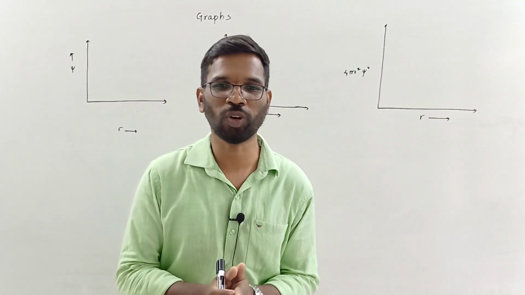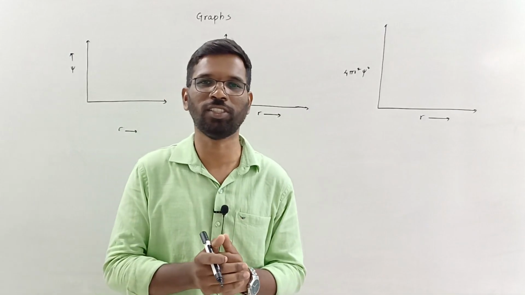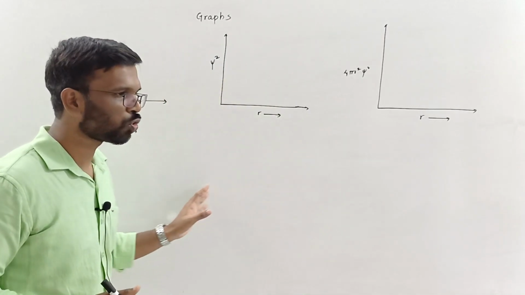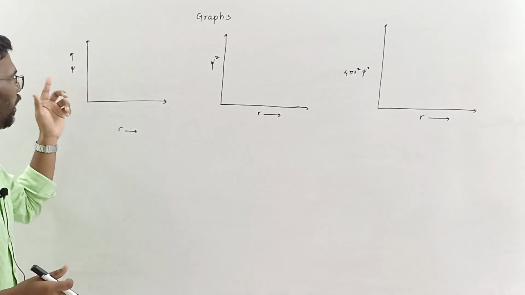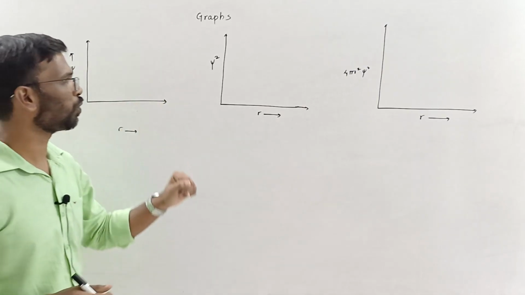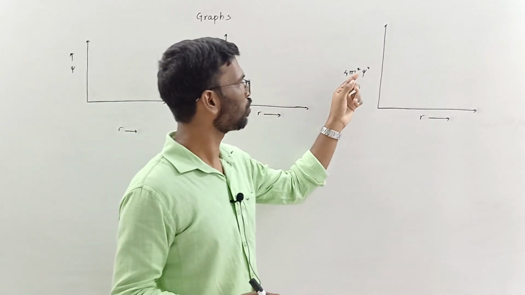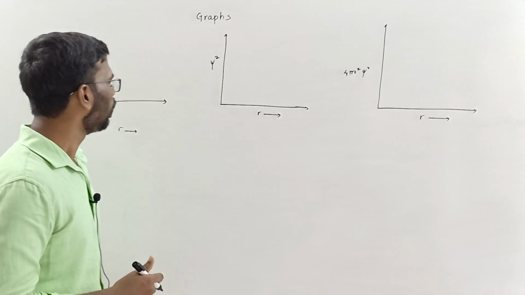So here I am going to teach you how to handle questions in which graphs are involved. The questions from this chapter which could be asked are regarding psi versus r, psi square versus r, and 4 pi r square psi square versus r. Okay, what does this tell?